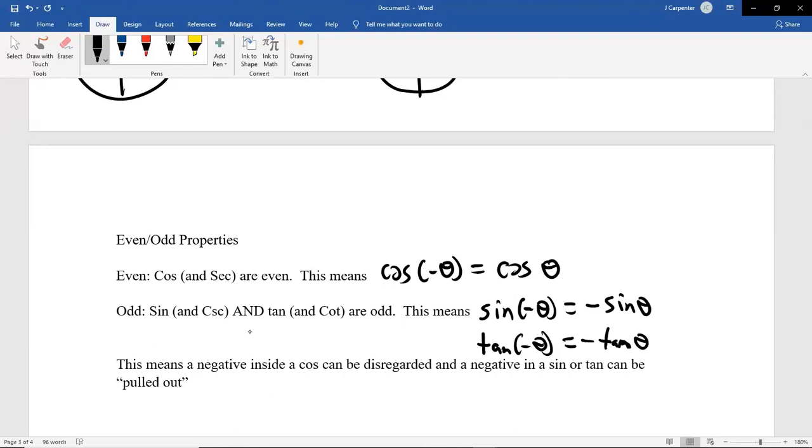Maybe I ask you to find the cosine of -45 degrees. Well, you can just say, why don't I just find the cosine of 45 degrees? It's the same thing. Or maybe I ask you to find the sine of -45 degrees.